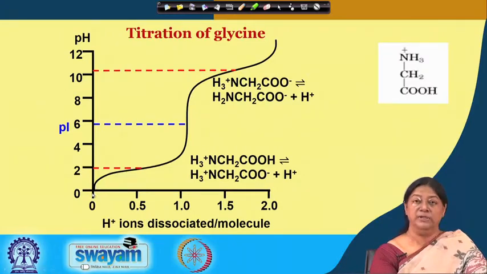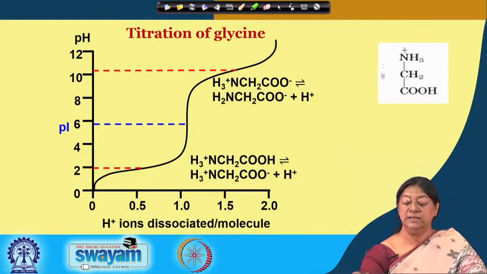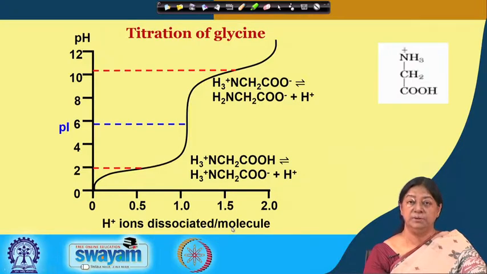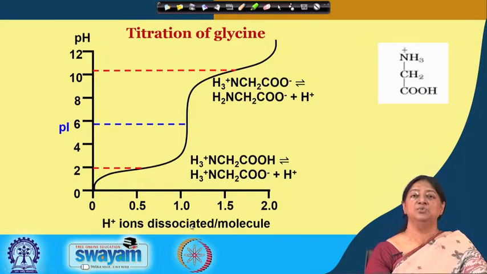So, at the initial point where the pH is very low, it means that our glycine looks like this. The NH2 is protonated to NH3 plus, the COO minus is COOH. Why are the H plus ions being dissociated per molecule? Because we are adding alkali. So, as the first drop of alkali is added, this is where the H plus is removed to form COO minus plus H plus. So, this corresponds to our K1.